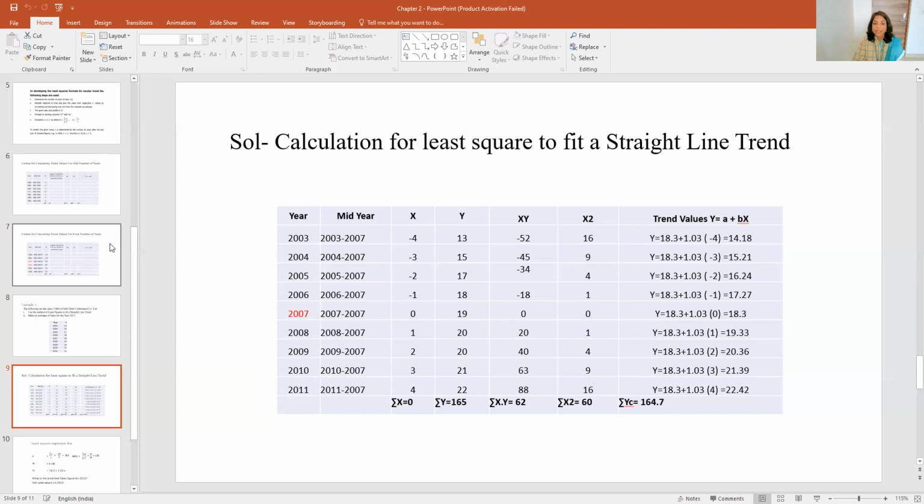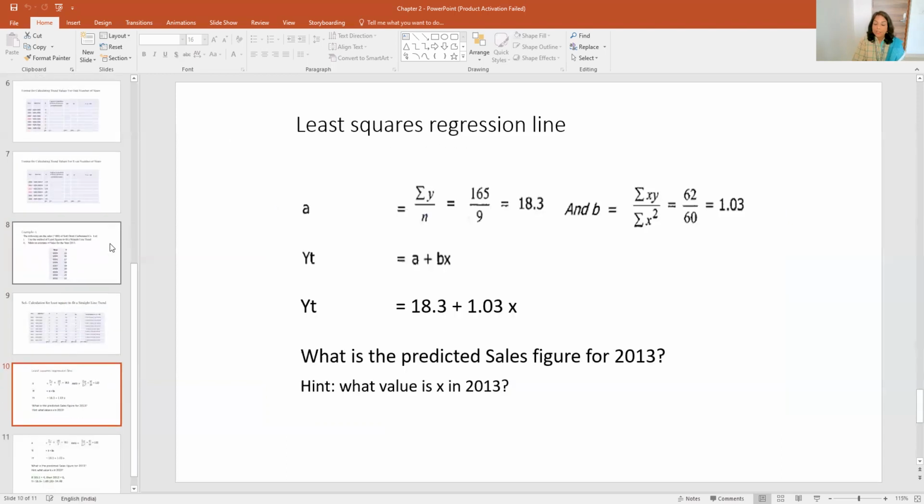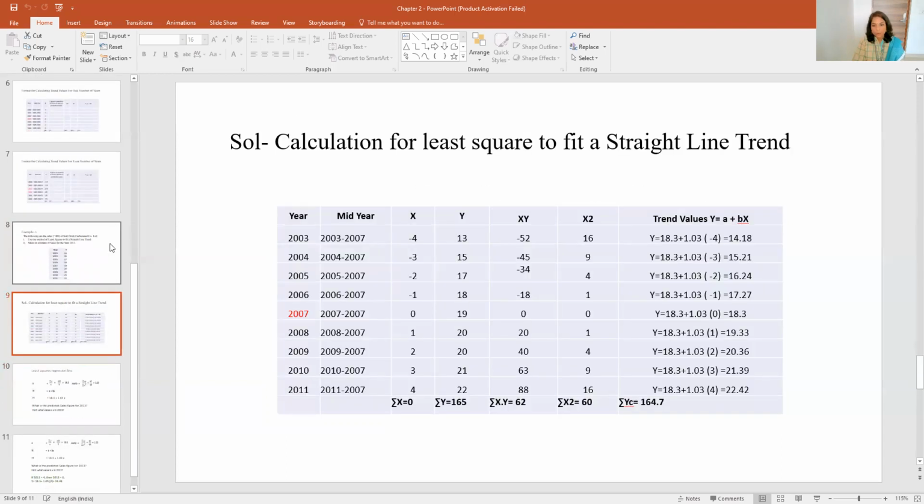Then we will calculate X square. The X variable should be multiplied by itself. So minus 4 into minus 4 is 16, always positive, because if you multiply a minus with a minus, it gives a plus value. So 16, 9, 4, 1, 0. The summation of X square we have calculated is 60. After that, you leave the trend values. Then we will calculate the value of A and the value of B.